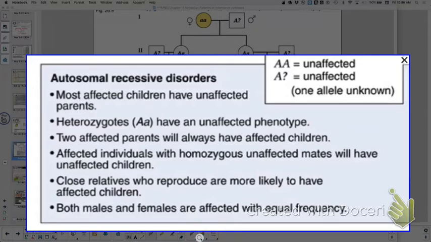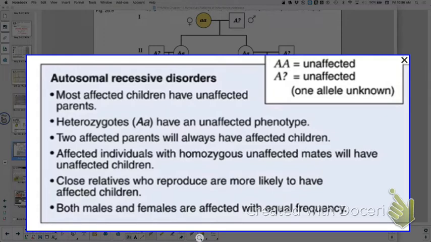Okay, let's look at this fourth bullet. An affected individual, remember these are recessive traits, would have the genotype little a, little a. With a homozygous unaffected mate, what would that be? Big A, big A, will have unaffected children. Why? Because the homozygous unaffected mate will always give a big A.